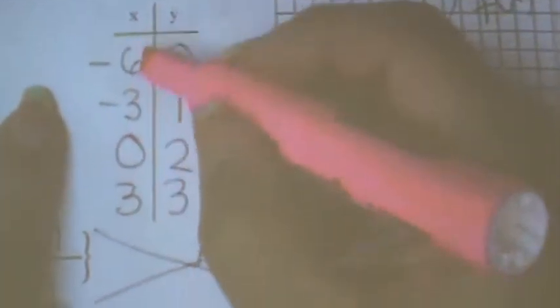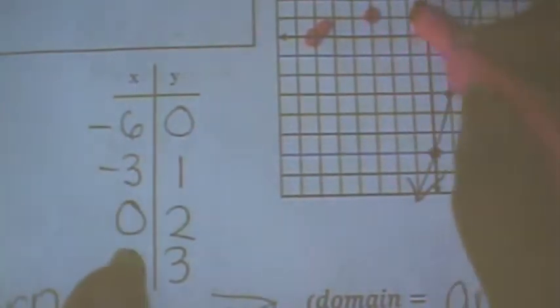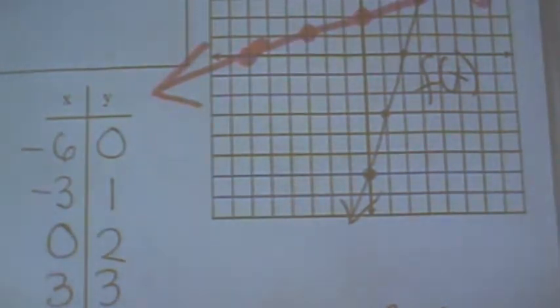Is it a function because the 3's repeat? Did any x repeat? No, this is a function. I'm talking about the graph. The graph is a function. It is a function. -3, 1, 0, 2, and 3, 3. So that's this line right here. Is this a function? Yes, it's gonna be a function. So we can call it that.